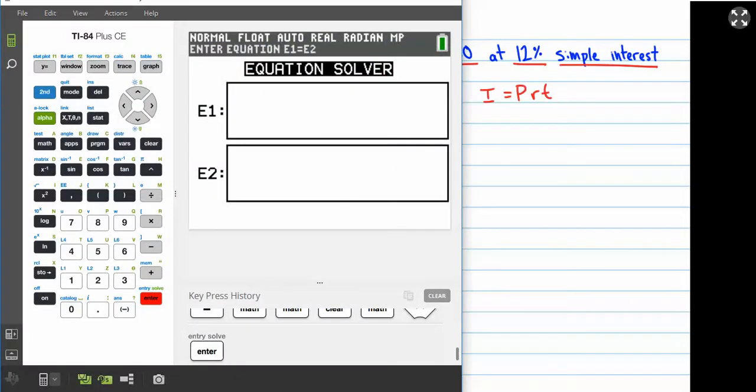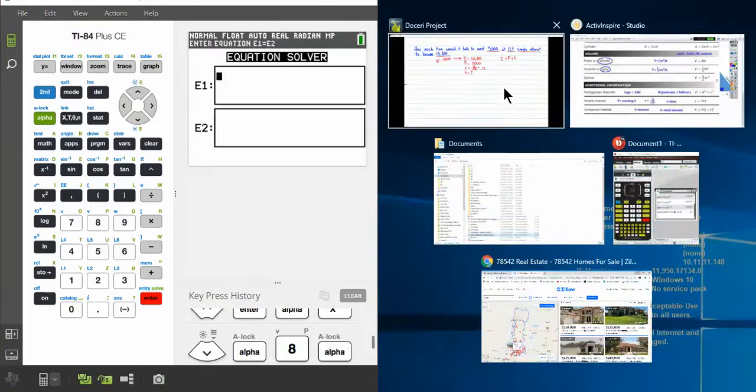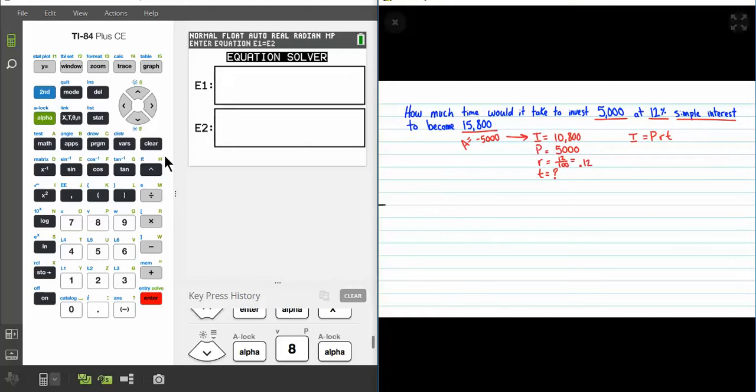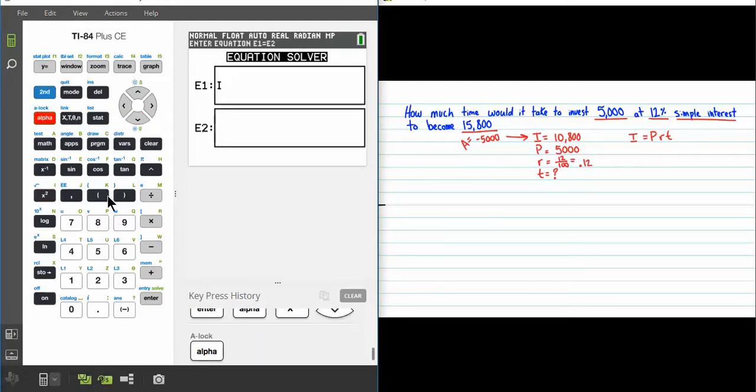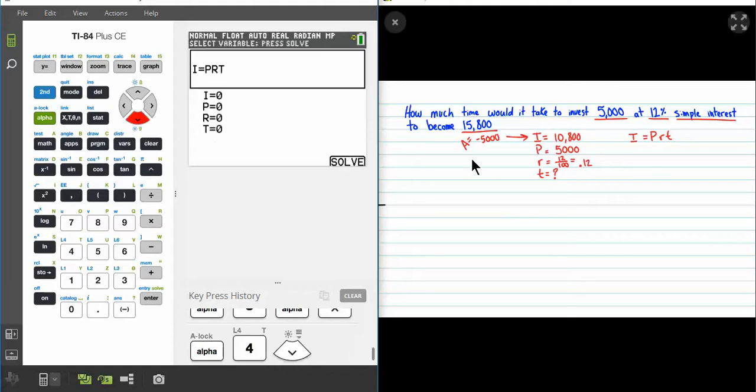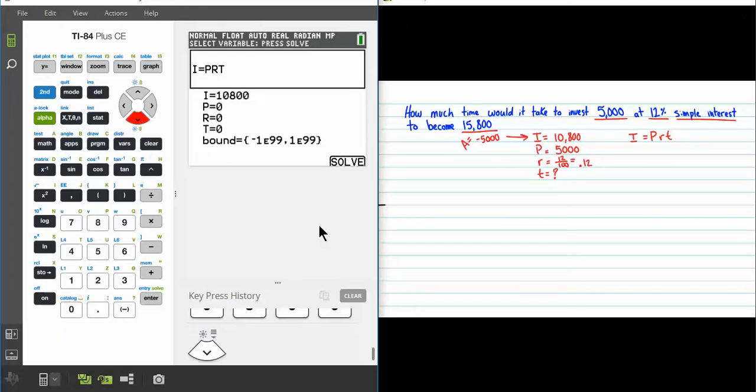And the best place to do this is going to be over here. So I'm at Solver, and I'm going to go ahead and set up my equation. I equals PRT. So let's do alpha I, alpha, where's P? P, alpha R, alpha T. Now, it's all set up for me. So exactly what I'm going to put in here is exactly what I've already set up. So my I is 10,800. It's a very neat, clean way to solve these types of problems.